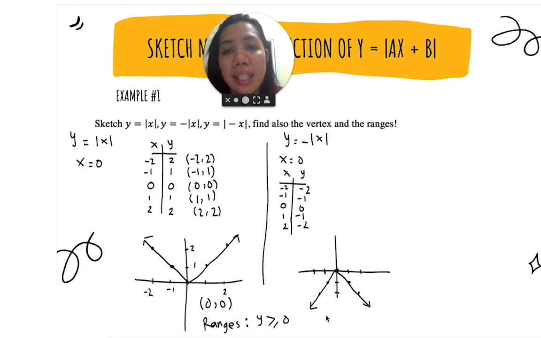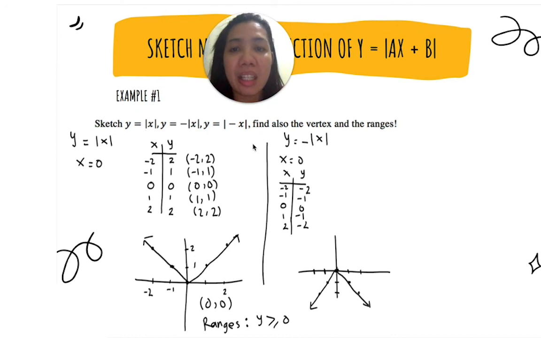Okay, now the next one is y equals absolute value of -x. Remember that if we have something inside the absolute value, the result will be positive. Actually, this function is the same with this function. So this function is the same with y equals the absolute value of x. Because this -x, if it is inside the absolute value, the absolute value will turn that into a positive number. So actually this is the same thing as y equals absolute value of x.